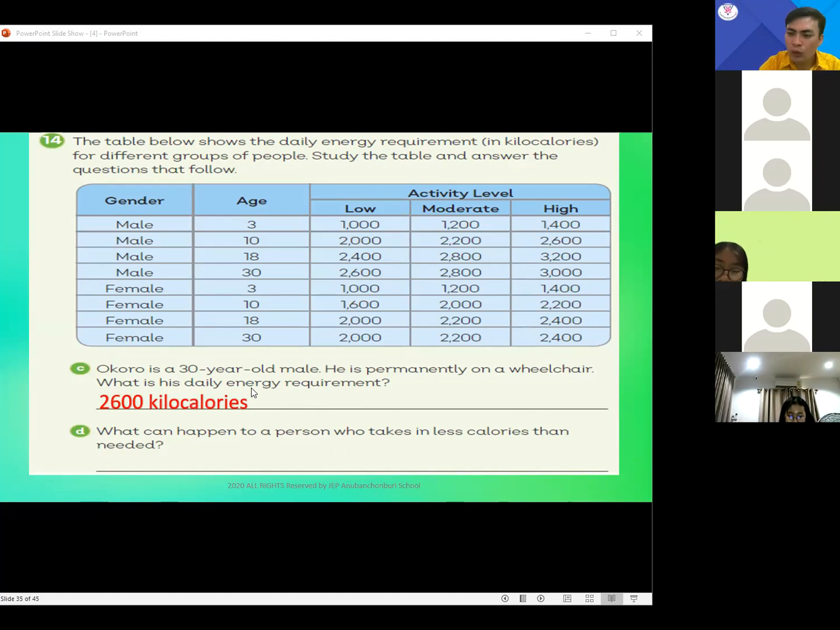What about letter D? Who can answer this? What can happen to a person who takes in very little calories, less than needed? Gain weight or lose weight? Anybody? Puti-san, number one. What will happen? Will a person gain weight or lose weight? What about Napichaya? If you take in very little calories, what will happen? Will you gain weight or lose weight? We will lose weight. Very good. Number 30, I give you points because your answer is correct. The person will start to lose weight.